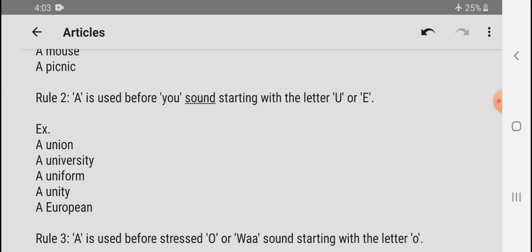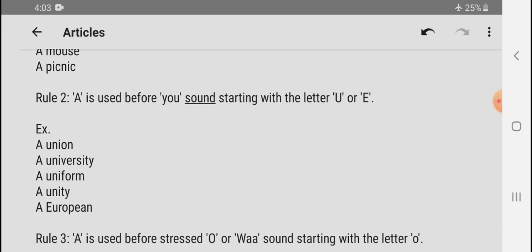For example, if you see the examples here: a union, a university, a uniform, a unity, a European. Euro also can be used here. So in all these words you can see they start with a vowel, either E or U. Majority of them start with U, but they give the "yoo" sound. Therefore, we use "a" before them.